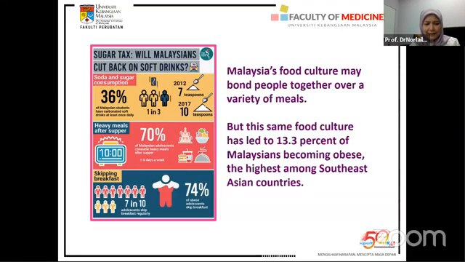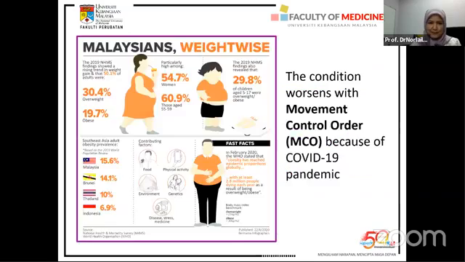And 7 in 10 adolescents skip breakfast regularly, which leads to heavy eating whenever they feel hungry at lunchtime. This leads to about 74% of obese adolescents skipping breakfast. And the same food culture, like I said, eating together and so on, has led to 13.3% of Malaysians becoming obese. And we become the highest in regards to obesity among Southeast Asian countries.